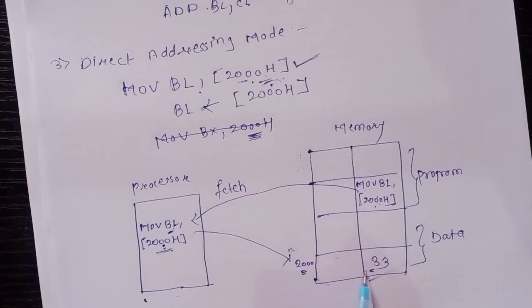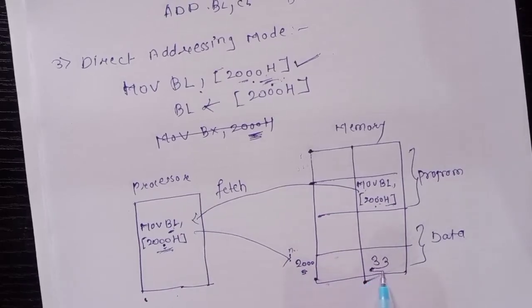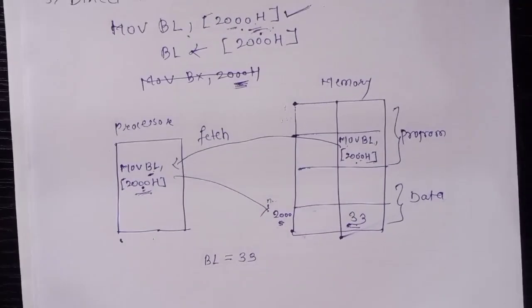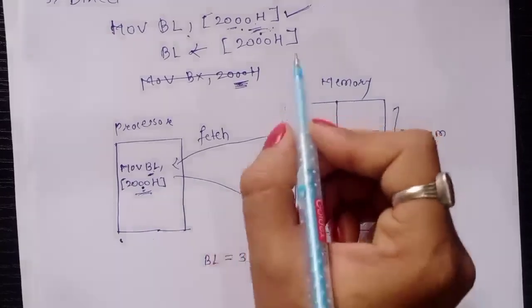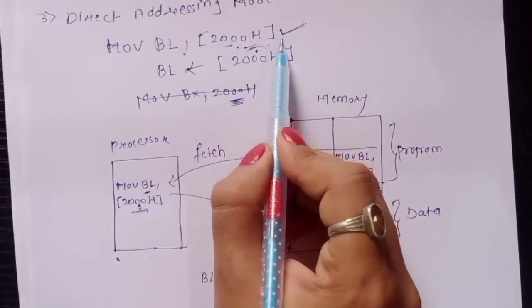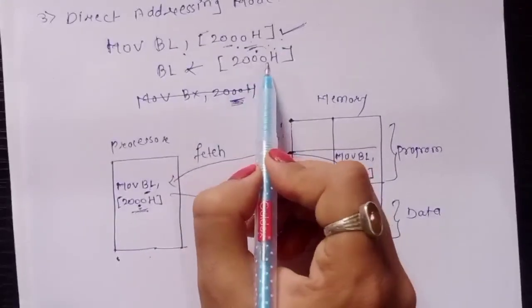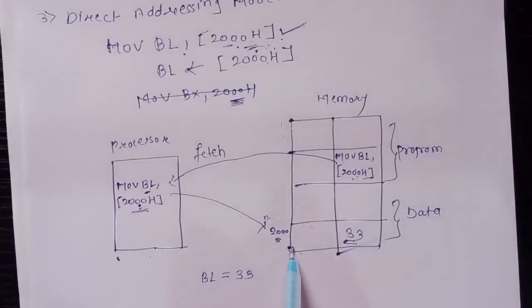From there it will get the data 33 and then the processor will put this 33 in BL. That means now BL will get the contents 33. In the instruction I have not given the data because I have put square brackets. The square bracket indicates that it is an address.